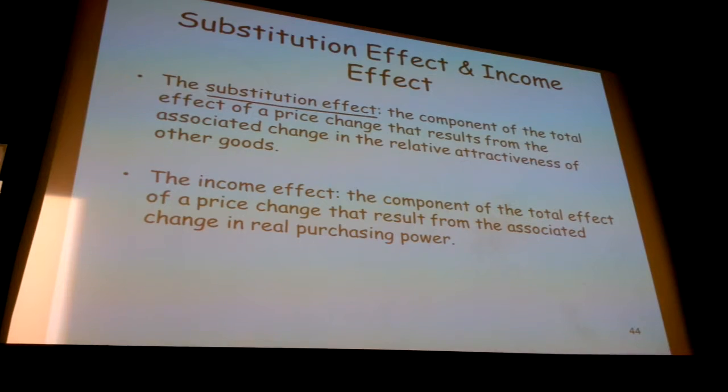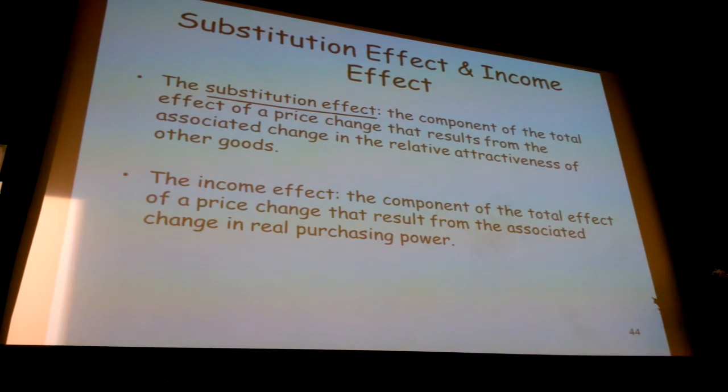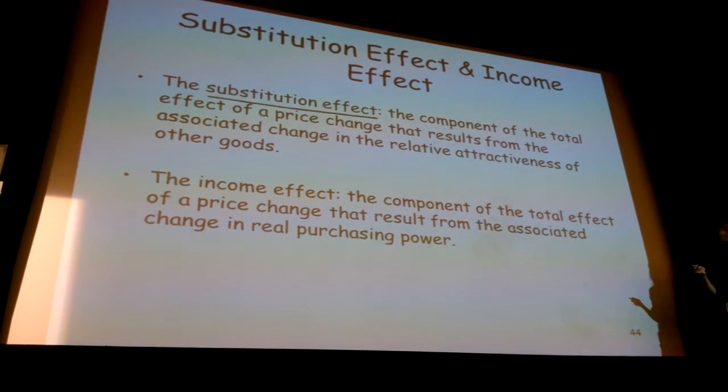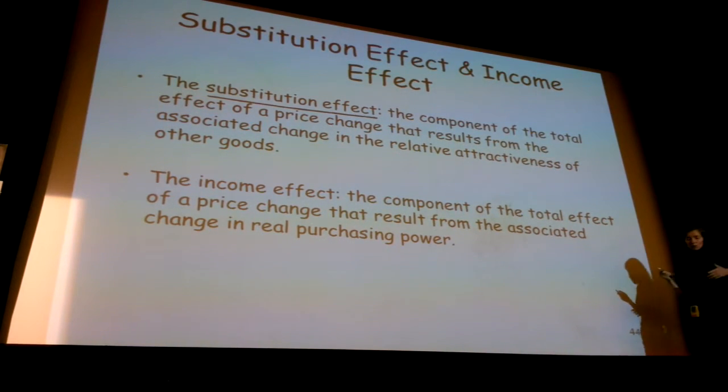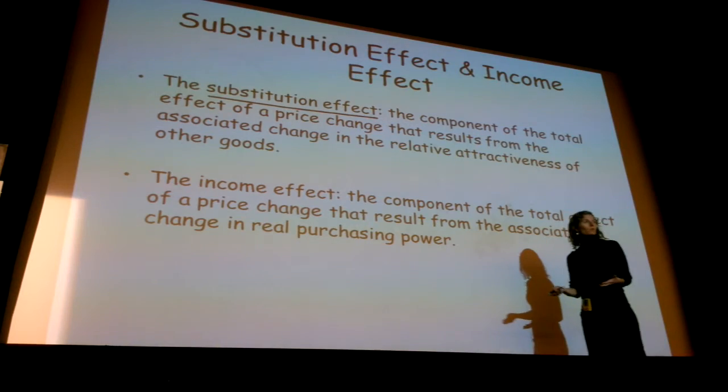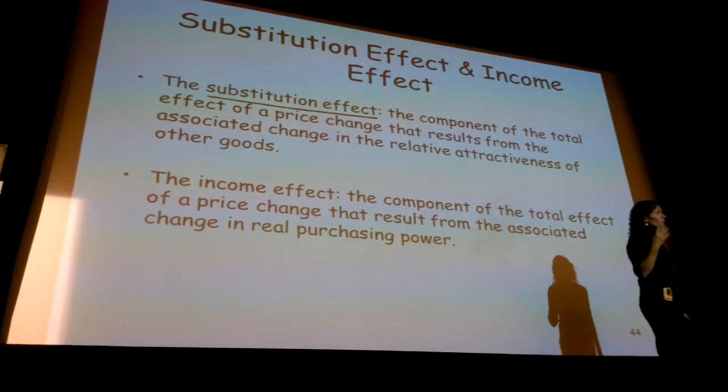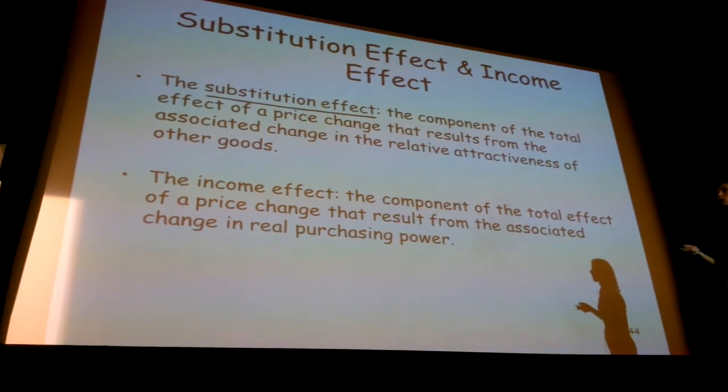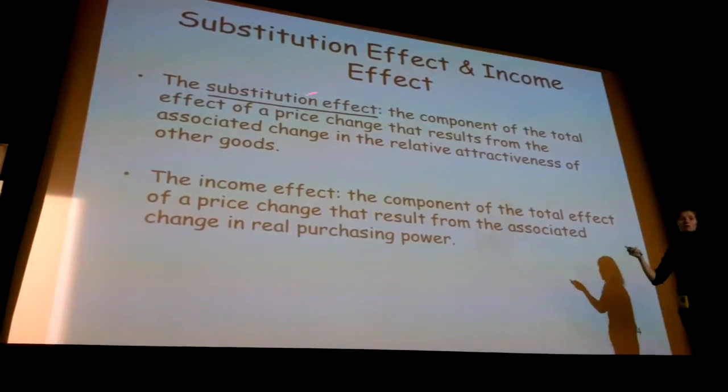So the substitution effect is the component of the total effect of a price change that results from the associated change in the relative attractiveness of other goods. So what do we mean here? When the price of good one dropped, our consumption of good one changed. And part of that change in our consumption of good one was occurring because of the change in relative prices.